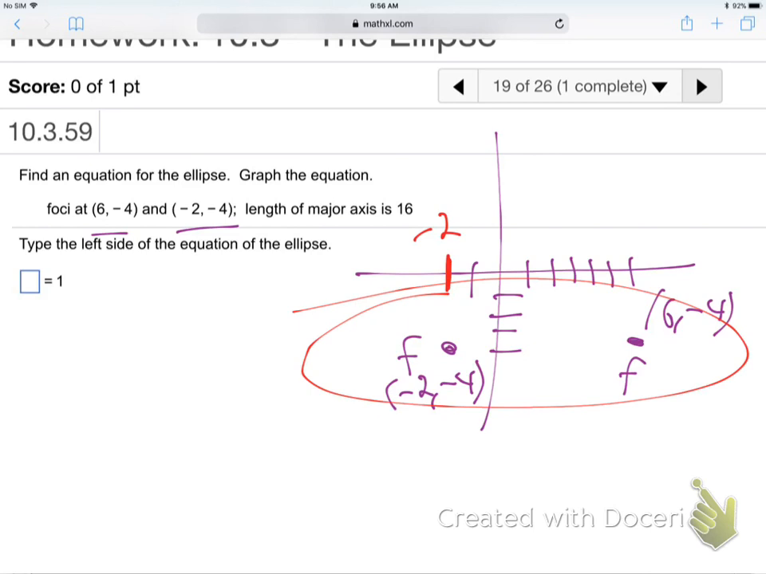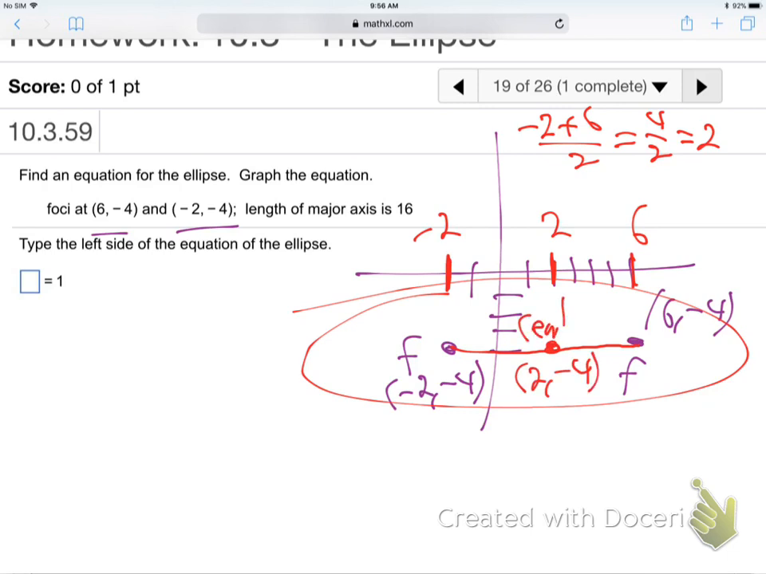So this one back 2, this one over 6, right? We know it's somewhere down 4. So back 2, it's somewhere on this line right here. Right, so we know it's down 4. It's just about how far over it is, right? So we got the back 2 and the up 6. So add those up and divide by 2. What is that? 4 over 2, 2. So right there at 2, there's the center, over 2 down 4. Good? So that's the center of the ellipse.